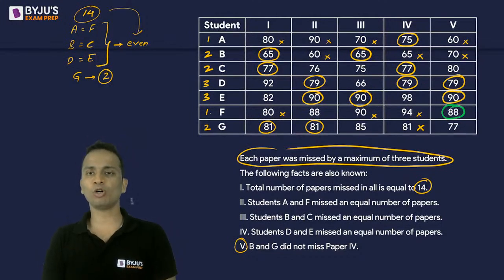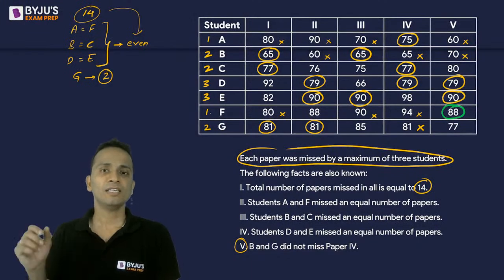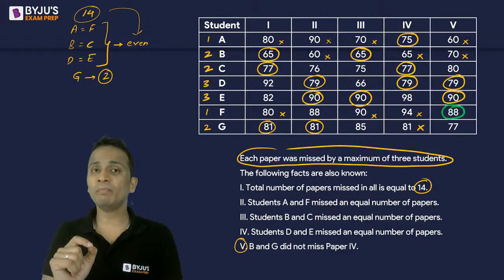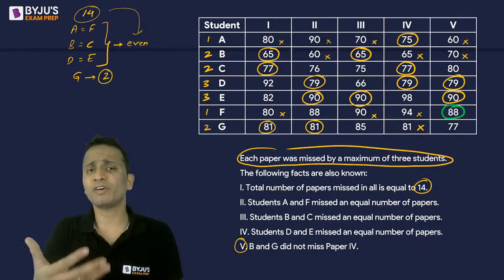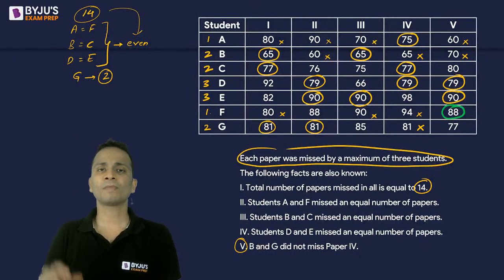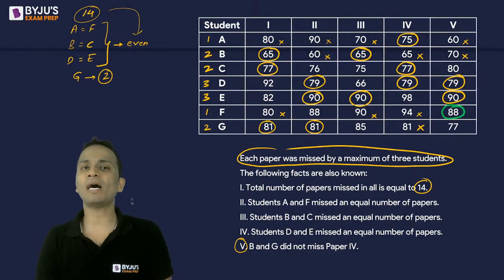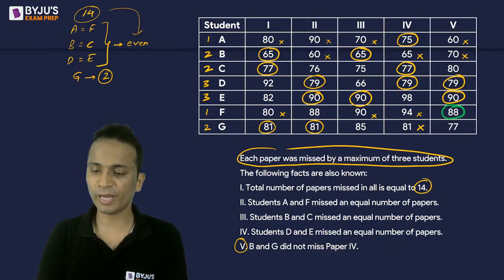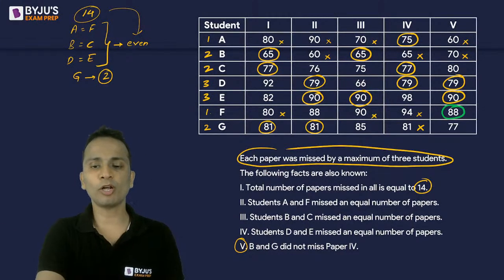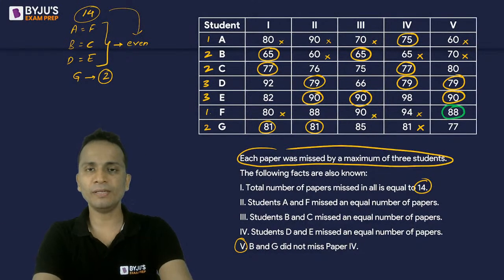Now, the important thing was obtaining the number of papers that G will miss at the beginning. Also, knowing the fact that if a student will miss more than one paper, then he or she will get equal marks in those papers. Okay, all right. Now let's move on and look at the questions one by one.